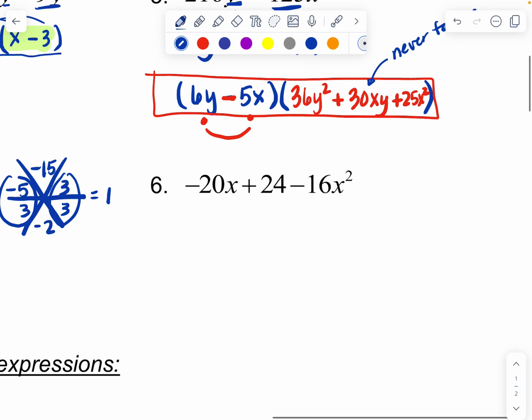All right, last factoring question. Okay, this one's all messed up, okay? Let's write in descending order first. That means biggest exponent first. So the first term is negative 16x squared. The next term is negative 20x, and the last term is positive 24.